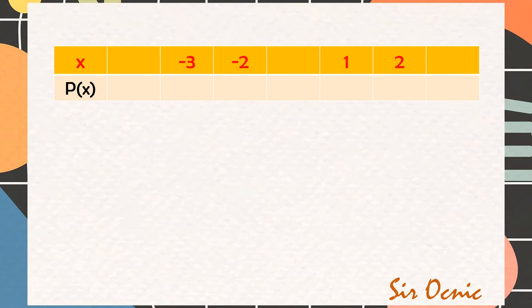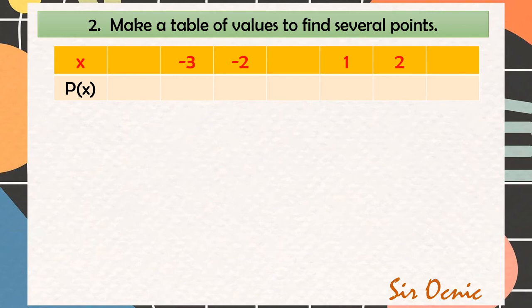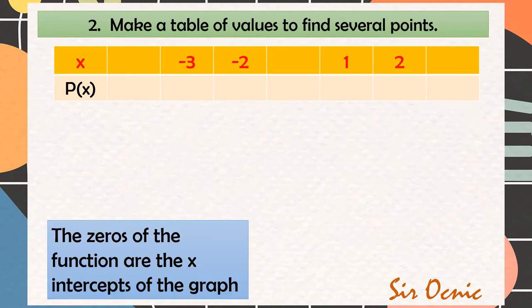Again, the zeros will be the values of x in our table. So we will then have negative 3, negative 2, 1, and 2. These zeros of the function are the x-intercepts of the graph. Therefore, the value of p of x at each zero is equal to 0. Let us insert negative 4, 0, and 3 in our table.